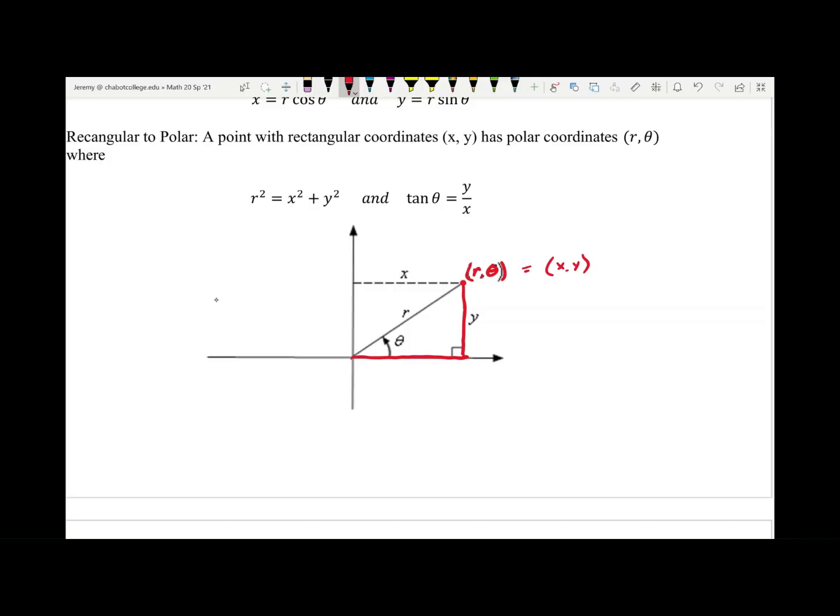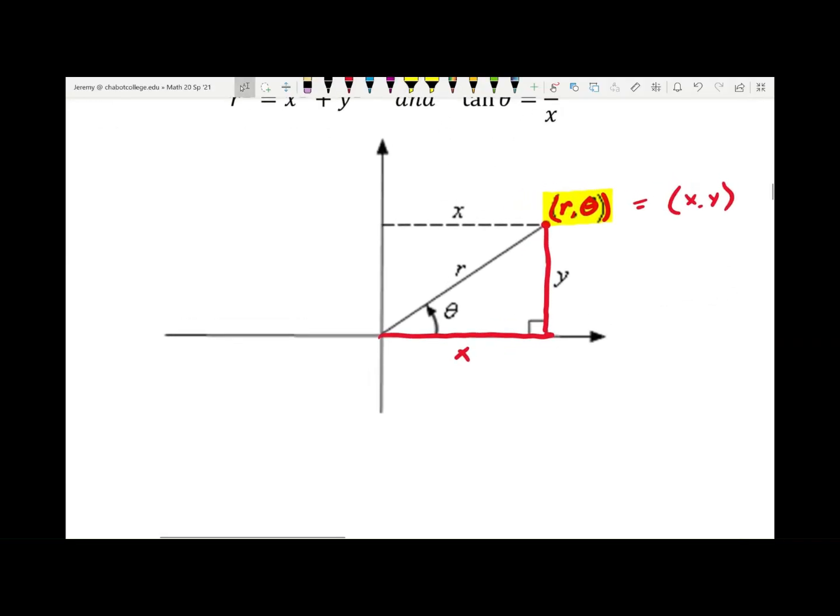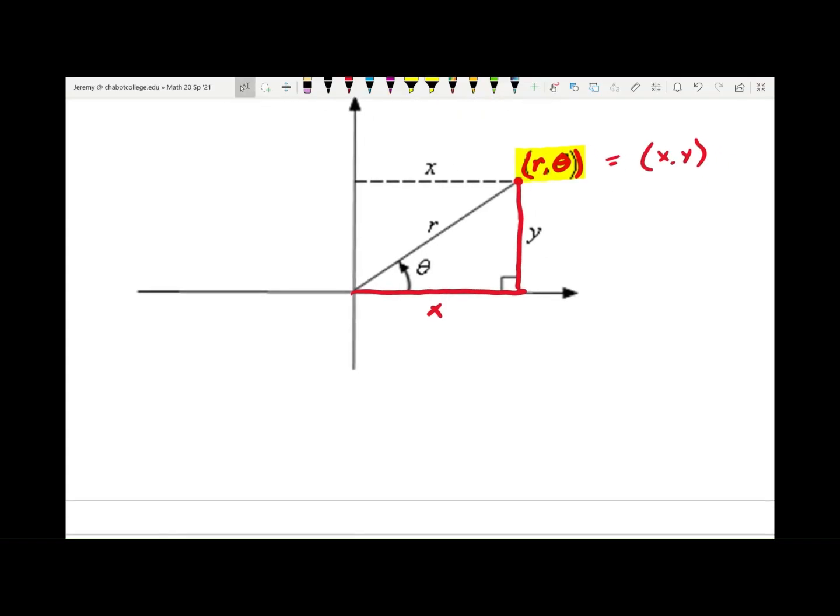Okay, so let's say I was given the polar coordinates, r and theta, and I wanted to express this in terms of x and y. So how can I do that? Well, looking at this right triangle here, I have theta, I have my radius r, so I can actually use trig functions to solve for x and y, right?